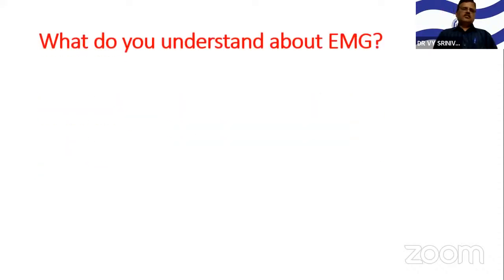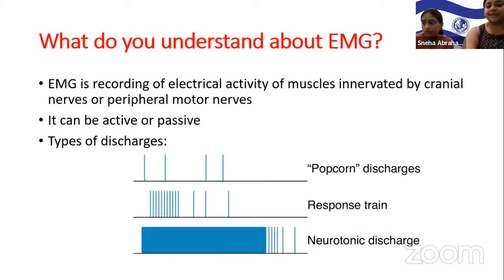What do you understand about EMG? Electromyogram is a recording of the electrical activity of the muscles which are innervated by cranial nerves or by the peripheral motor nerves. It can be active or passive. Active is when the nerve is stimulated and we watch for a response. Passive is when we record the spontaneous discharges from the nerve. The types of discharges include popcorn, response train, or neurotonic discharge.